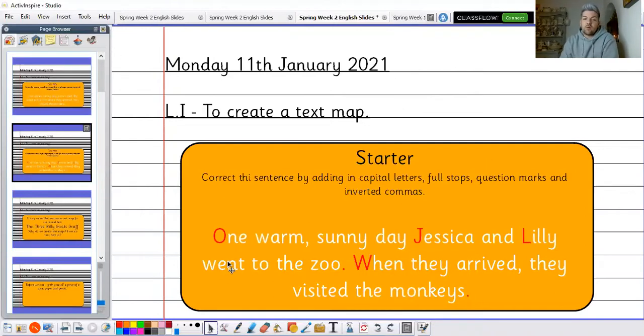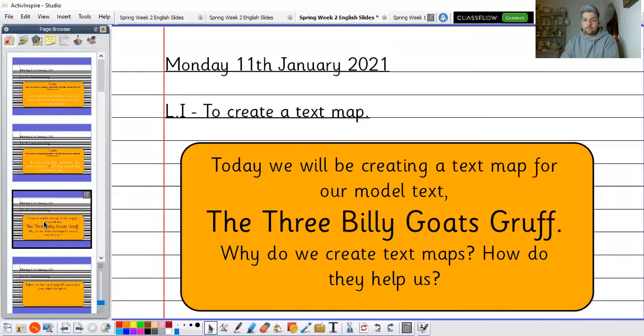Okay, let's have a look and see what was missing. The most obvious one is the capital letter at the beginning, so hopefully you spotted that one. The next two are capital letters for the names Jessica and Lily. They're both proper nouns, so they need a capital letter. The next one: there were no full stops in this sentence. There should have been one after zoo, which means the W of when has to be a capital. And then finally, one at the end of our sentence as well. Well done to you if you managed to spot all of those.